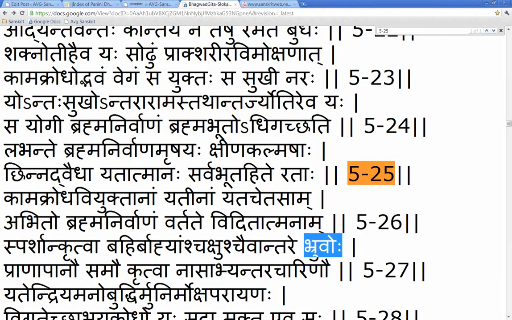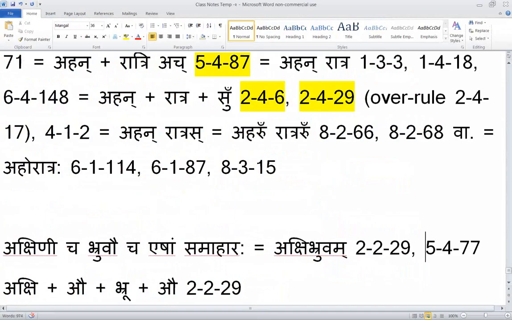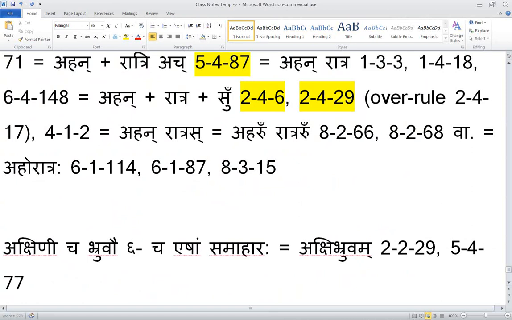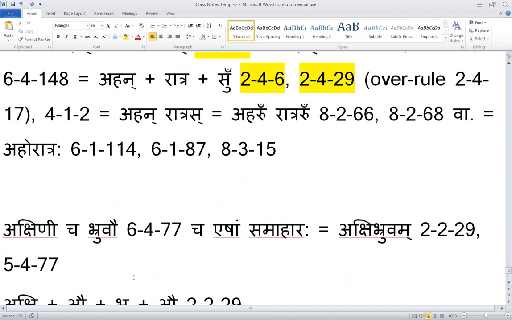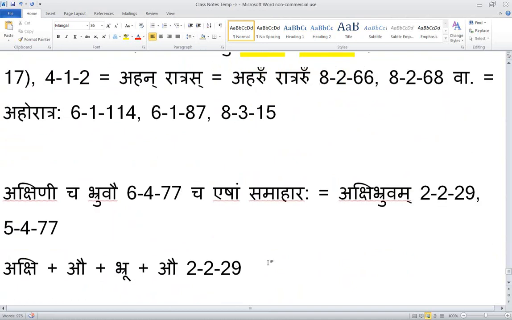So here when we did the Vigravakyam, we said Akshi cha Bruvau cha. So this is Bru plus Au became Bruvau. So we have already used 6477 over here. Akshini cha Bruvau cha. Now Au plus Au, of course the first two steps you know already. Krit is the samasa cha supo dhatu padivikayoho.